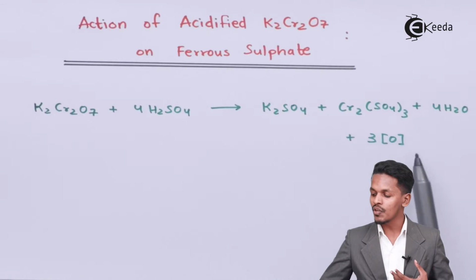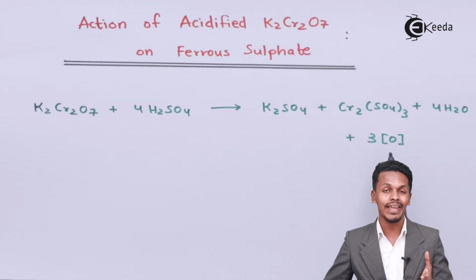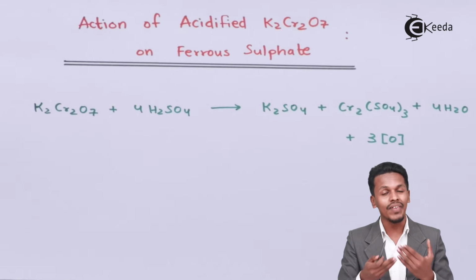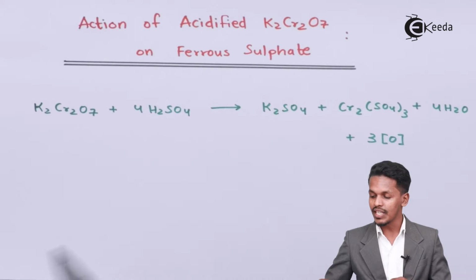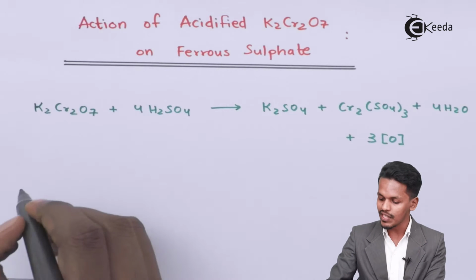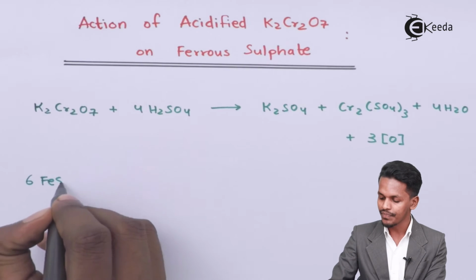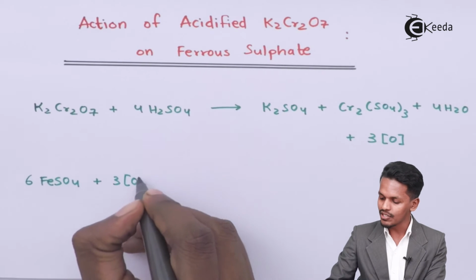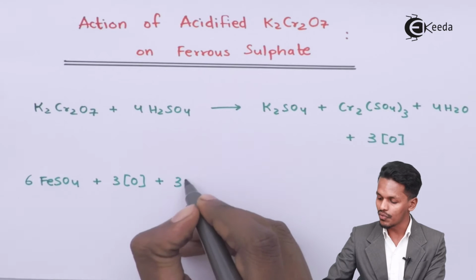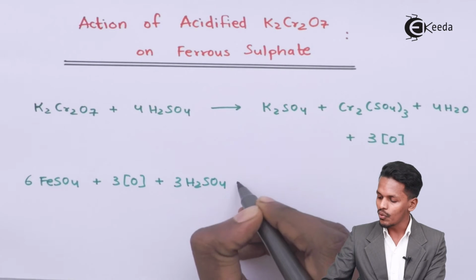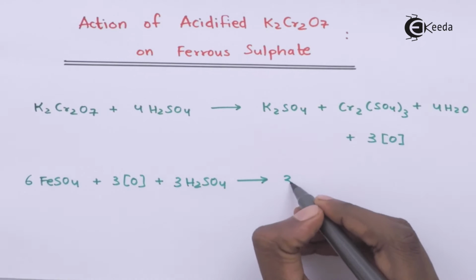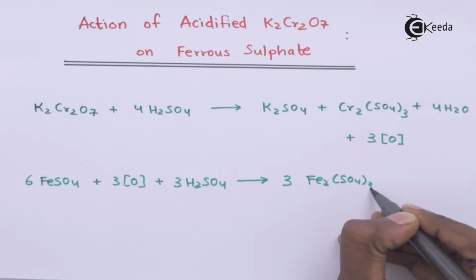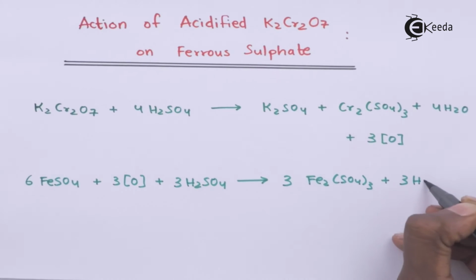Because of this, the 3 moles of nascent oxygen play a very vital role in converting FeSO4, that is ferrous sulfate, to ferric sulfate. So here the reaction is: whenever 6 moles of FeSO4, that is ferrous sulfate, react with 3 moles of nascent oxygen atom along with 3 moles of H2SO4, the product we get is 3 moles of Fe2(SO4)3, along with the byproduct, 3 moles of H2O.